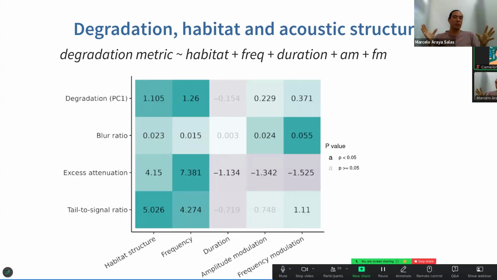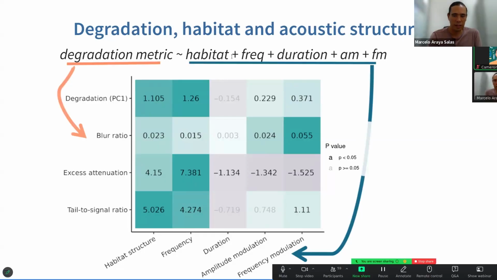And that's what I'm trying to show you here with this plot. What I'm showing you in these cells is the effect size, which tells you the magnitude of the effect of the predictors, which are, as I said, habitat or the acoustic features, on the amount of degradation. We have the predictors on the x-axis, and on the y-axis we have these different ways in which we can quantify degradation.